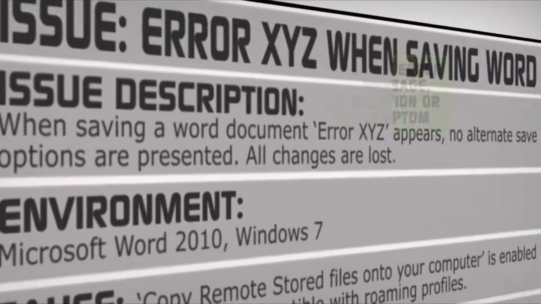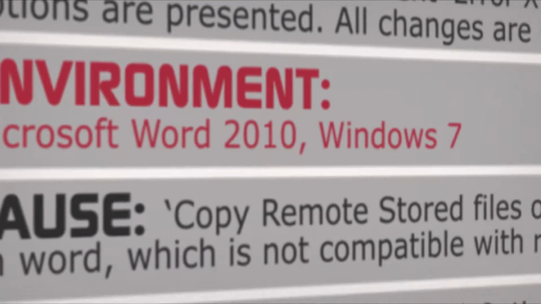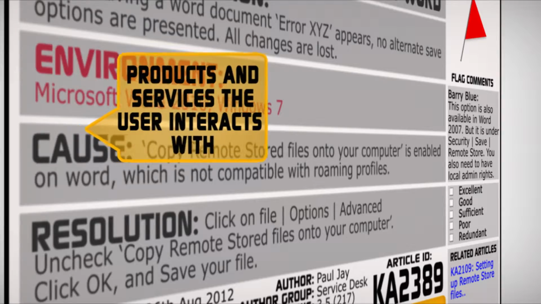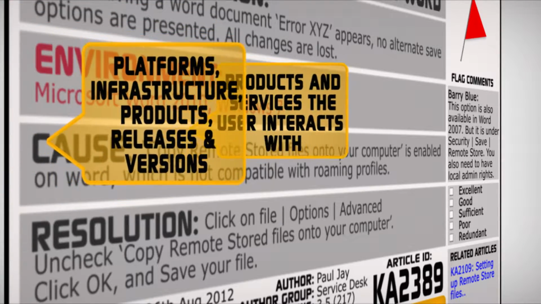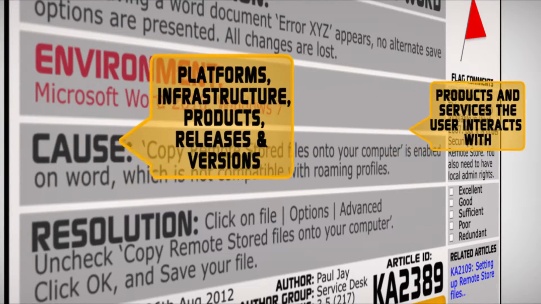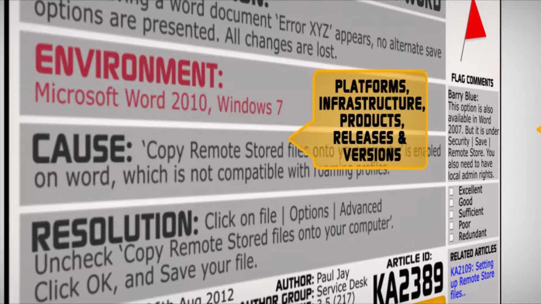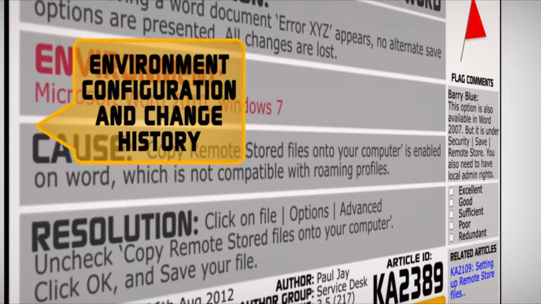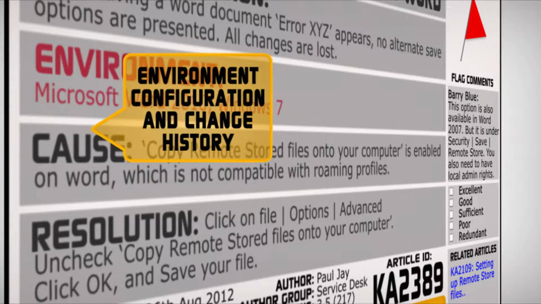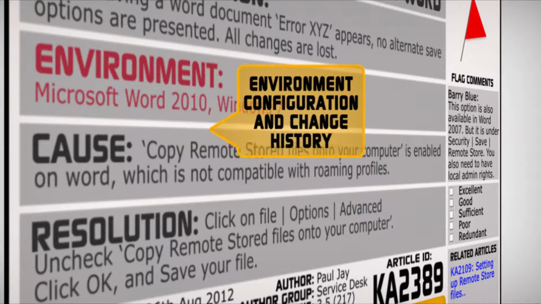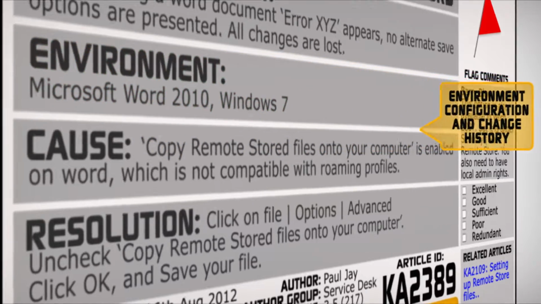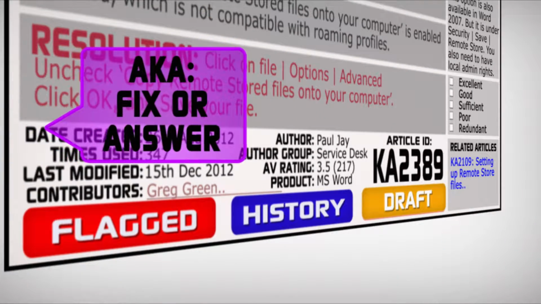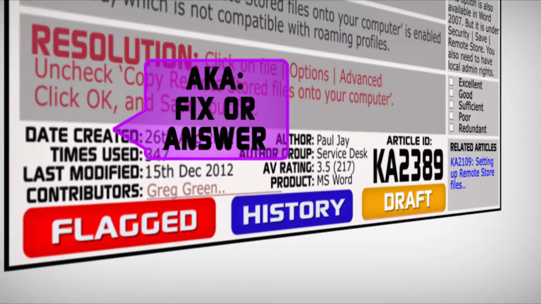The next section is the environment, which is used to capture the products and services the user has or interacts with. Things like platforms, the infrastructure and its architecture, as well as product releases and versions. In this section, we're interested in knowing how they are configured and if anything else in the environment has changed recently. Moving along to the resolution section, sometimes referred to as the fix or answer.